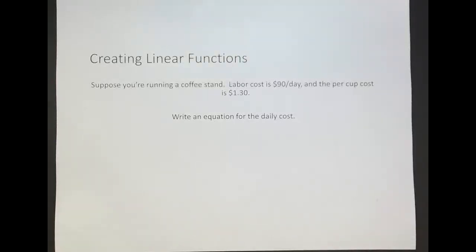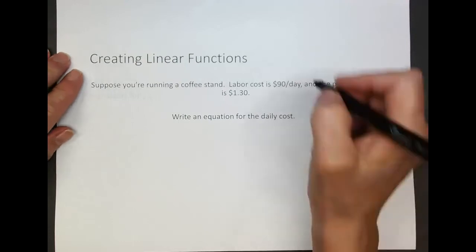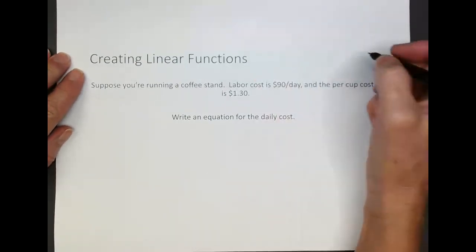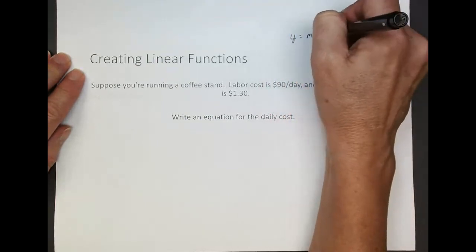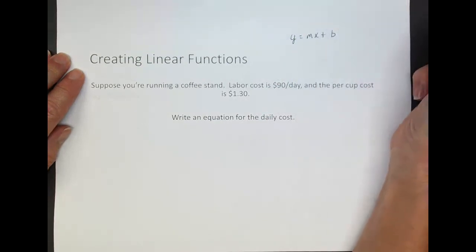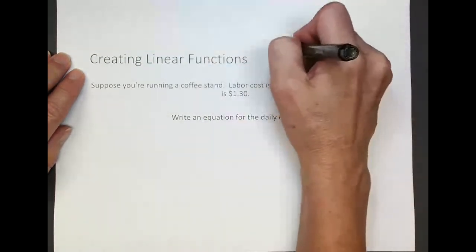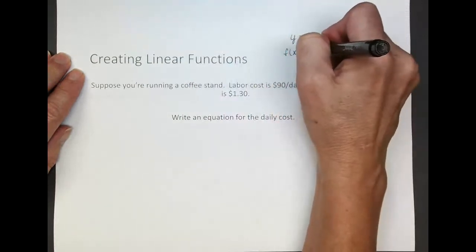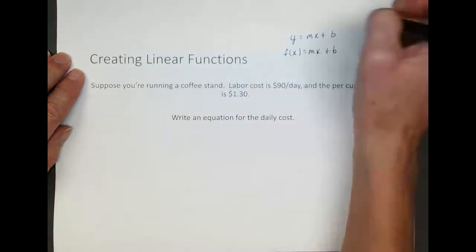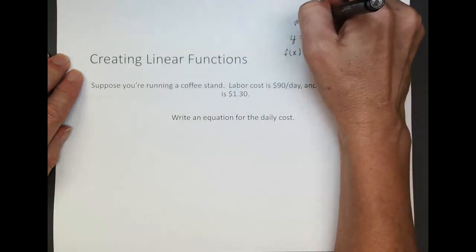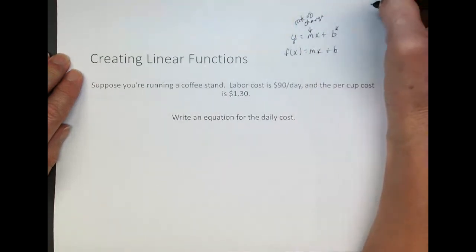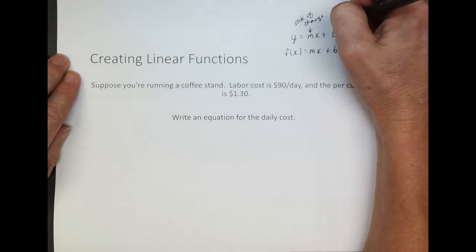Let's look at an example now of creating a linear function in its most common form. As a function, we always have to have all equations solved for y. And we all know the equation y equals mx plus b. It's kind of our standard form for linear functions. As a function, we would say f of x equals mx plus b. And again, m here is your slope or rate of change, and b is your y-intercept or your initial value.